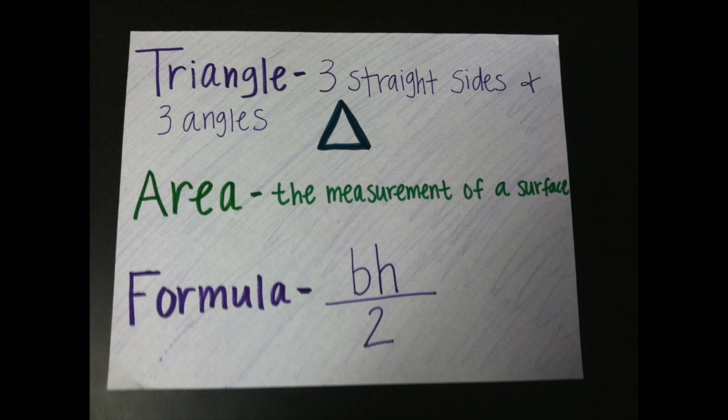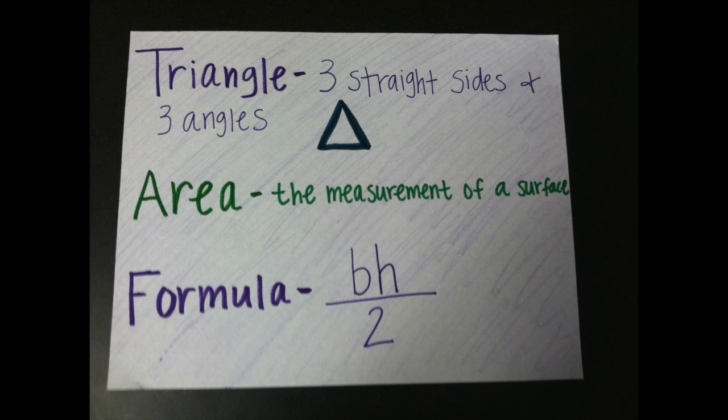And a triangle is 3 straight sides and 3 angles. And today we are learning about the area of a triangle. And so the area is the measurement of a surface, or the measurement of a whole region. And in order to find this area, there's a formula, and the formula is base times height divided by 2.